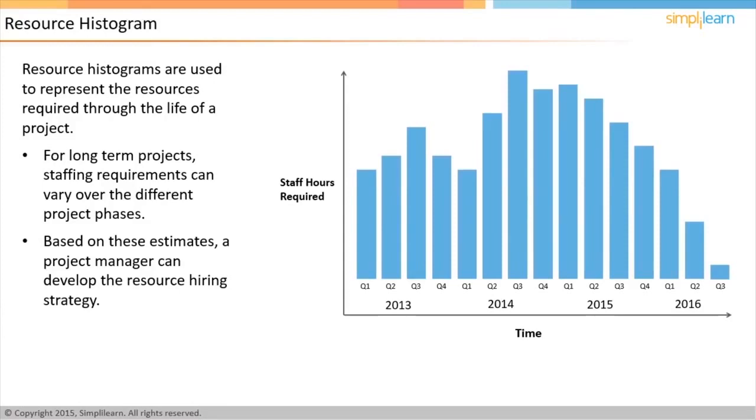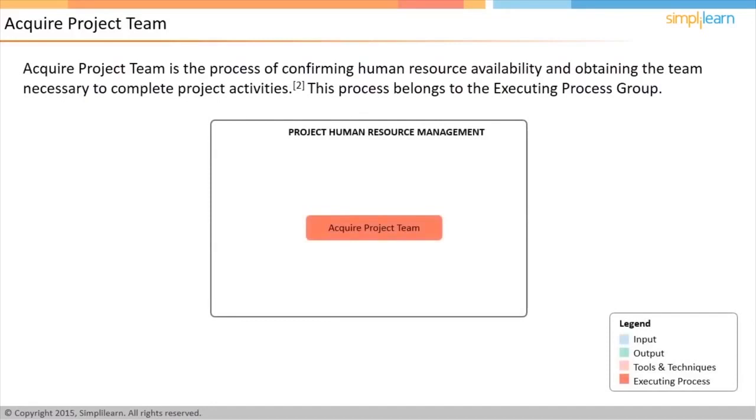Acquire Project Team is the process of confirming human resource availability and obtaining the team necessary to complete project activities. This process belongs to the Executing Process Group. Acquiring resources may not be required in the planning phase. Therefore, it is done in the execution phase. Though you may plan to acquire a few in the planning phase, major acquisition is done in the execution phase. This may be true where large projects are run spanning over many years with several detailed activities.